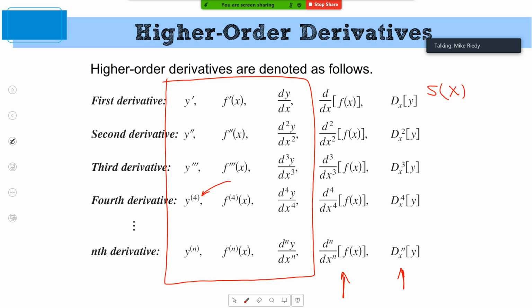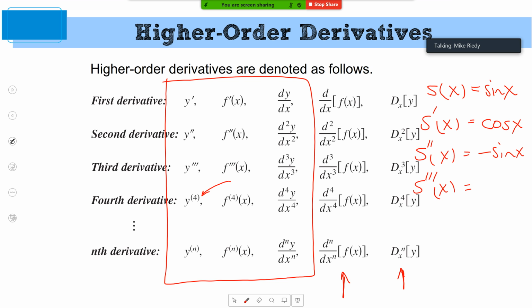What if s of x is the sine? What's s prime of x? Anybody? Cosine. And then s double prime of x? Negative sine x. How about s triple prime of x? Negative cosine x. Good. Let's do one more. The fourth derivative of s. Just be sine x. Yep.